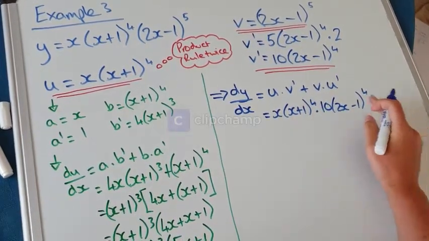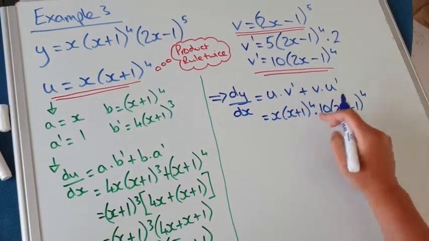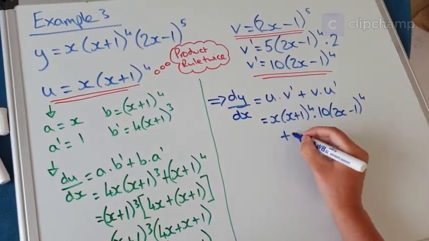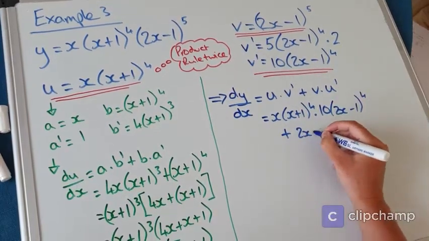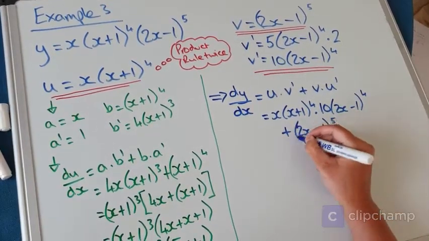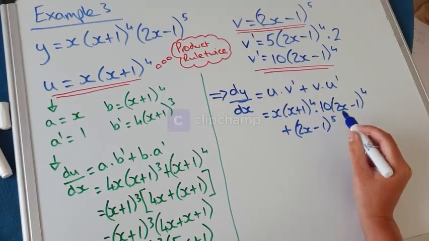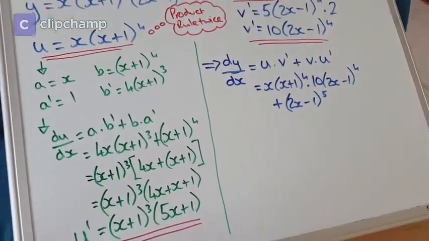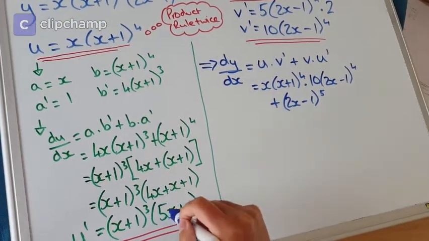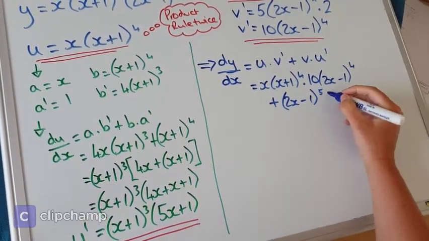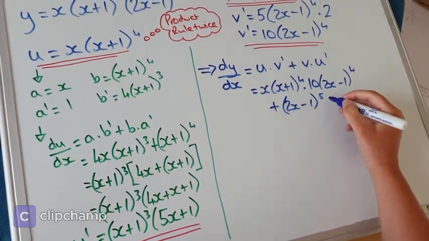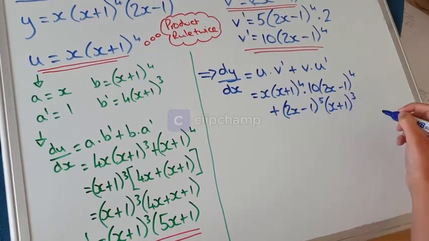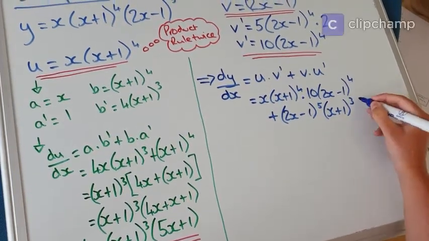Now I've run out of room here, so this bit here I'm going to put just below it, plus v, which is 2x minus 1 to the power of 5, multiplied by u dashed, which if I just tilt that down slightly, you can see down here. So that's times x plus 1 cubed times 5x plus 1.